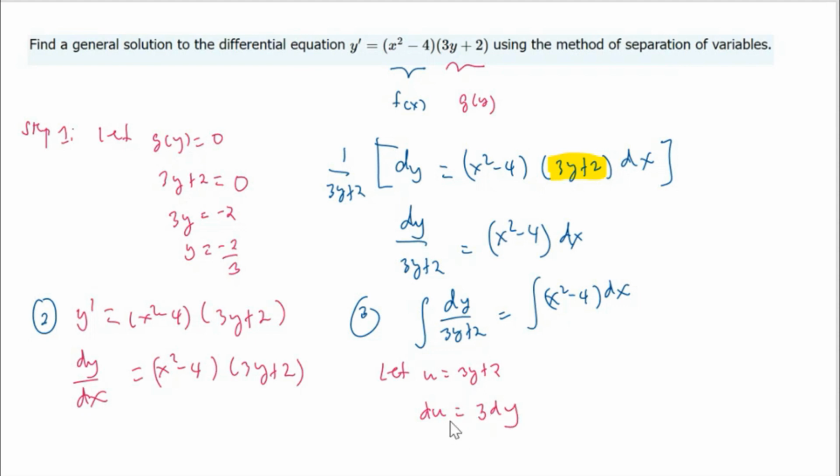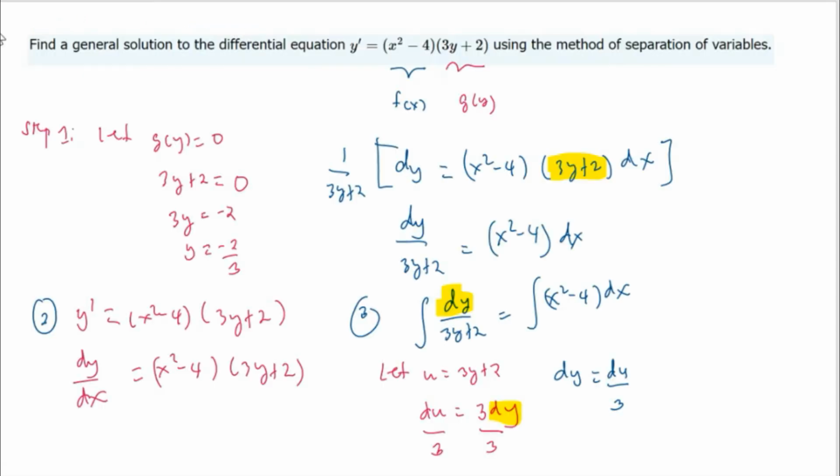Now comparing this to our given, dy is visible in our given, and we also have dy from our du, which equals 3dy. Since dy is visible, we need to divide both sides by 3. So dividing both sides by 3, we have defined dy is equal to du over 3. So from step number 3, we have the integral of dy over 3y plus 2 is equal to the integral of x squared minus 4 of dx.